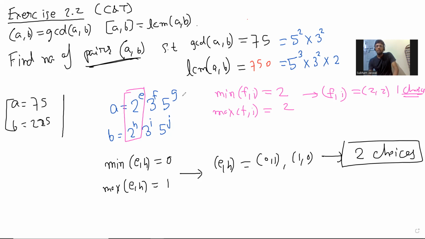And similarly for G comma J, how many choices? 2 choices. 2, 3 and 3, 2, just like earlier, 0, 1 and 1, 0. So you see, in total, how many choices will there be? 2 choices times 1 choice times 2 choices. So 4. 4 choices.